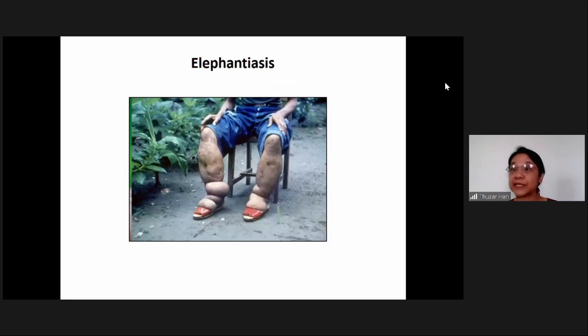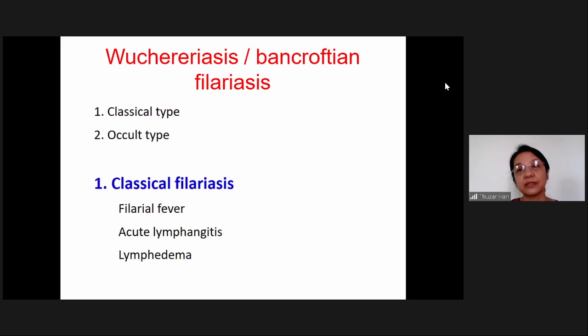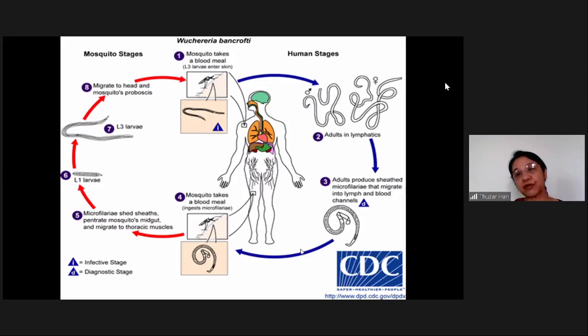So the lymphatic complications are from lymphatic blockage, like the elephant leg. Because of the blockage. This is due to the adult worms. The complication is caused by the adult worms, so elephantiasis. Okay, so what about microfilaria?